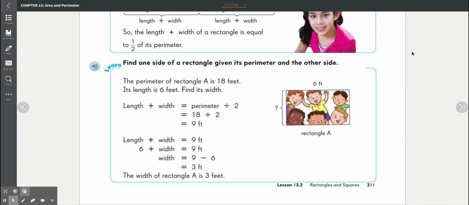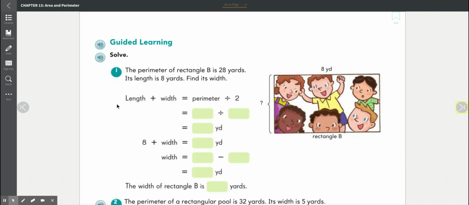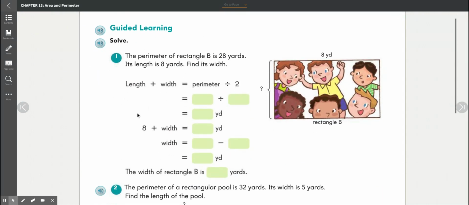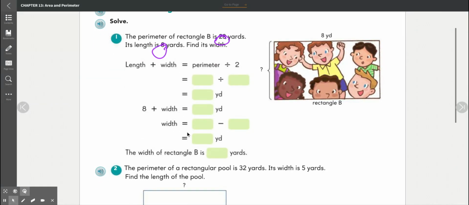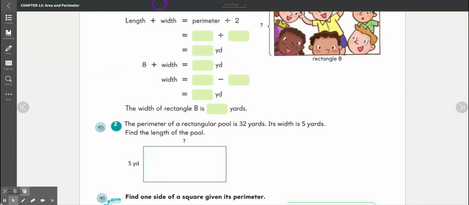Now that we've done that, you're going to work on these two guided problems. Or I'm sorry, you're going to work on these independently because you were not in the live lesson. Remember, if I know that my perimeter is 28 yards and that my length is 8 yards, if I find half of 28, I can subtract 8 from whatever half of that is. So go ahead and work on this one, and then work on 2 as well.